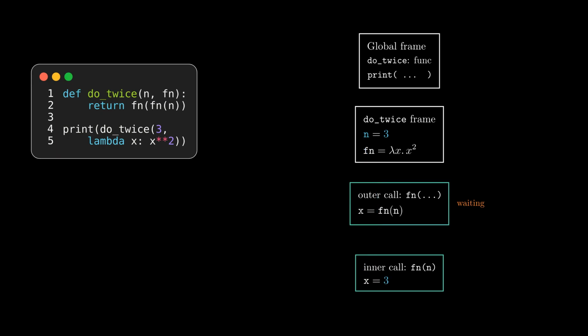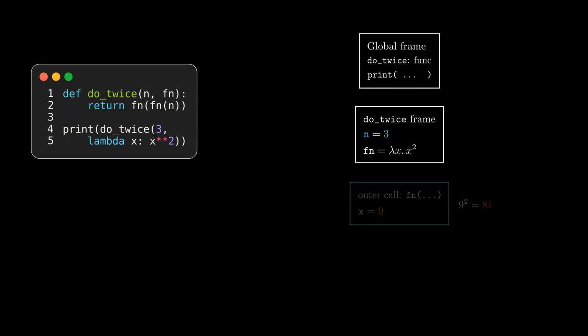Now this call can finish. It returns x squared, which is 3 squared, 9. It hands 9 back to whoever called it, and this innermost scope disappears. That 9 now replaces fn of n as the input to the outer lambda call, the one we left waiting. Its x is now 9, so it returns x squared, which is 9 squared, 81. That call is finished, and its scope disappears too.